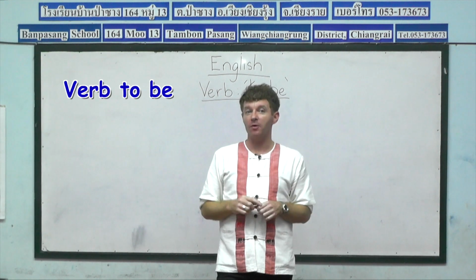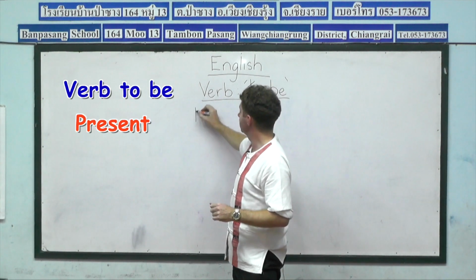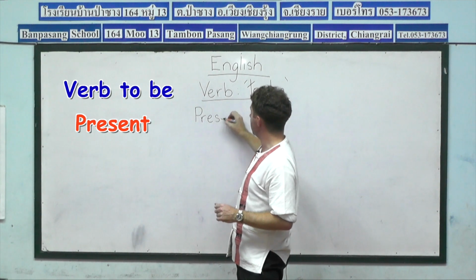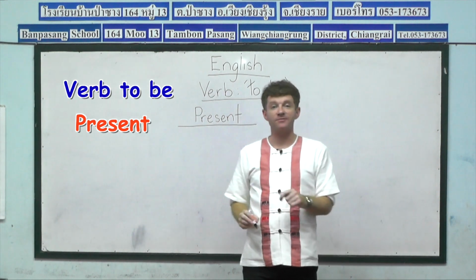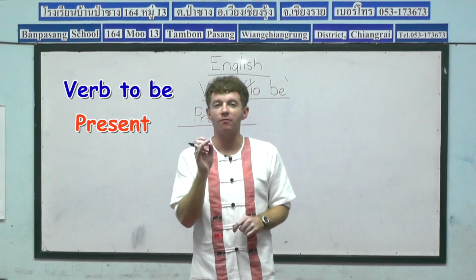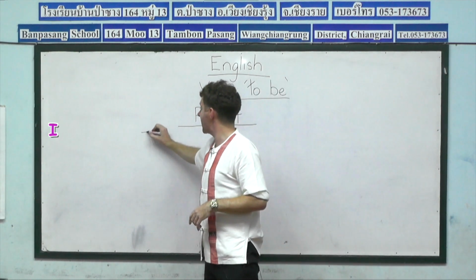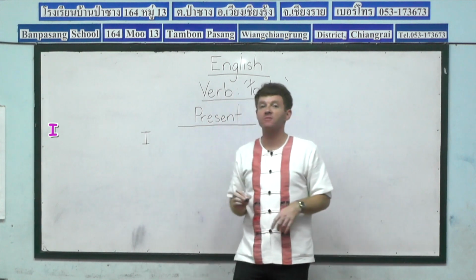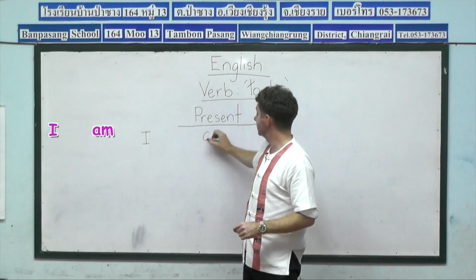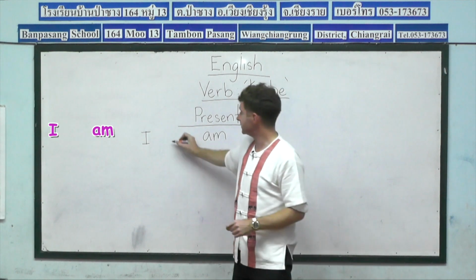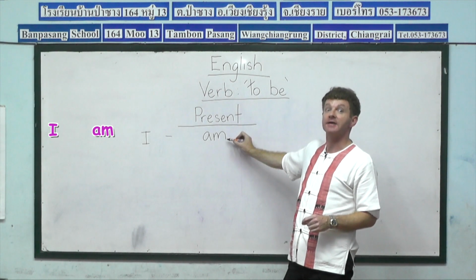For when it's happening now, we use the verb to be in the present tense. So let's write present tense first. P-R-E-S-E-N-T. Okay. So, in the present tense, there are 3 different forms of verb to be. For example, if I am to use the subject pronoun I, does anybody know what form of verb to be we use? In present tense, we use I am. Okay? I am. Verb to be in the present tense with I is am.